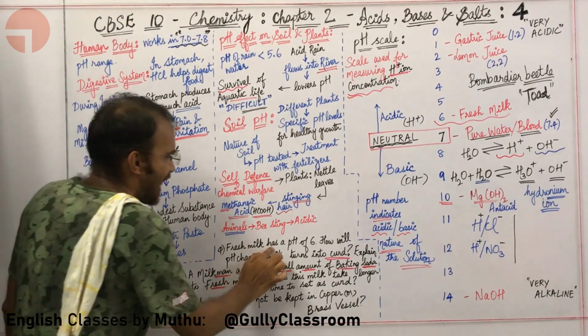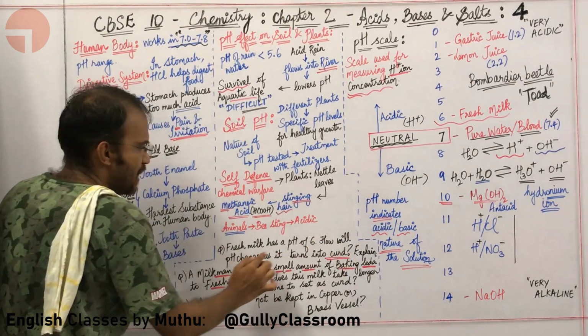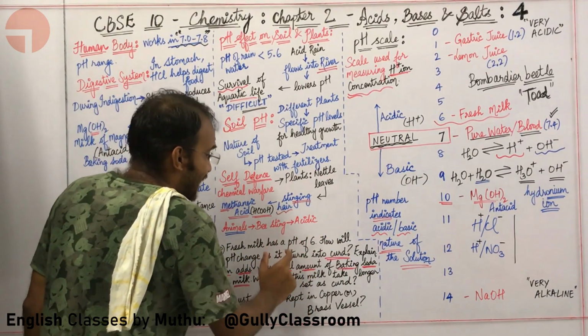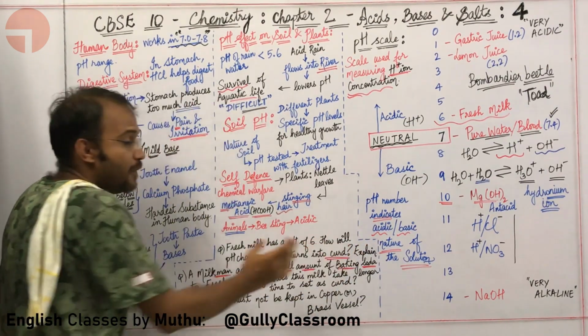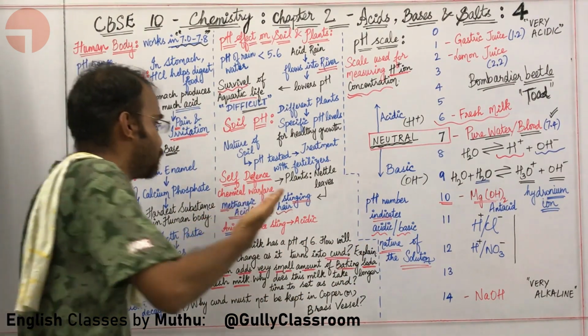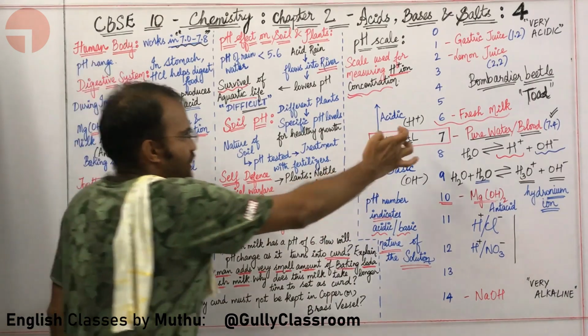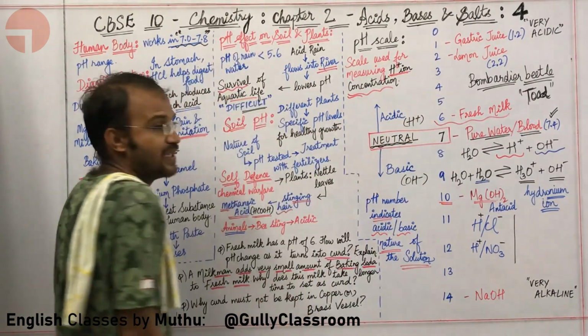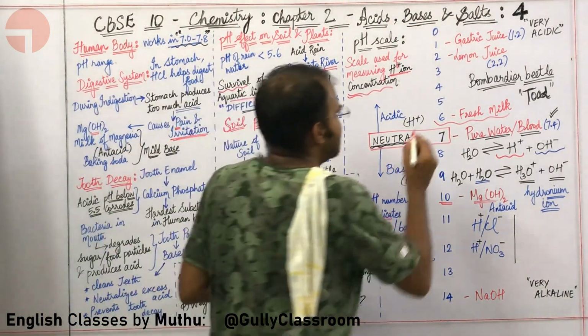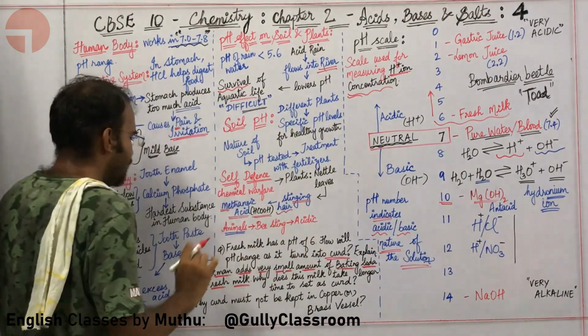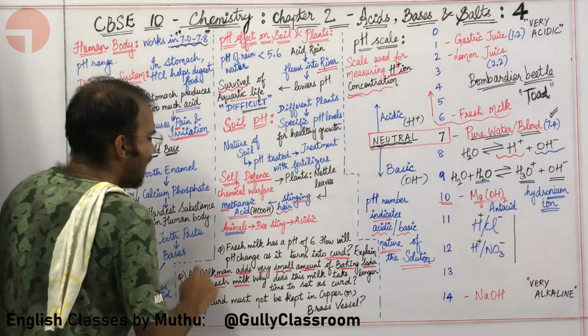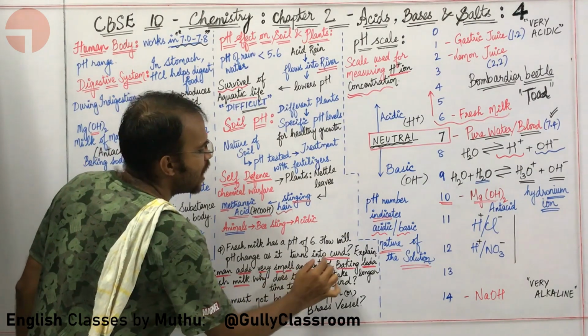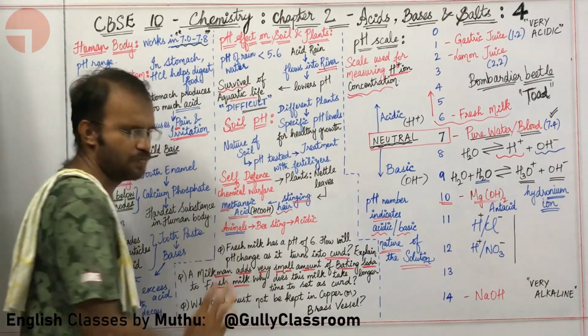So fresh milk has a pH of 6. When this fresh milk gets converted into curd, because more lactic acid is produced in the curd, the pH of curd further reduces. Okay, sir. Let us go for the next question. A milkman adds a very small amount of baking powder to fresh milk.